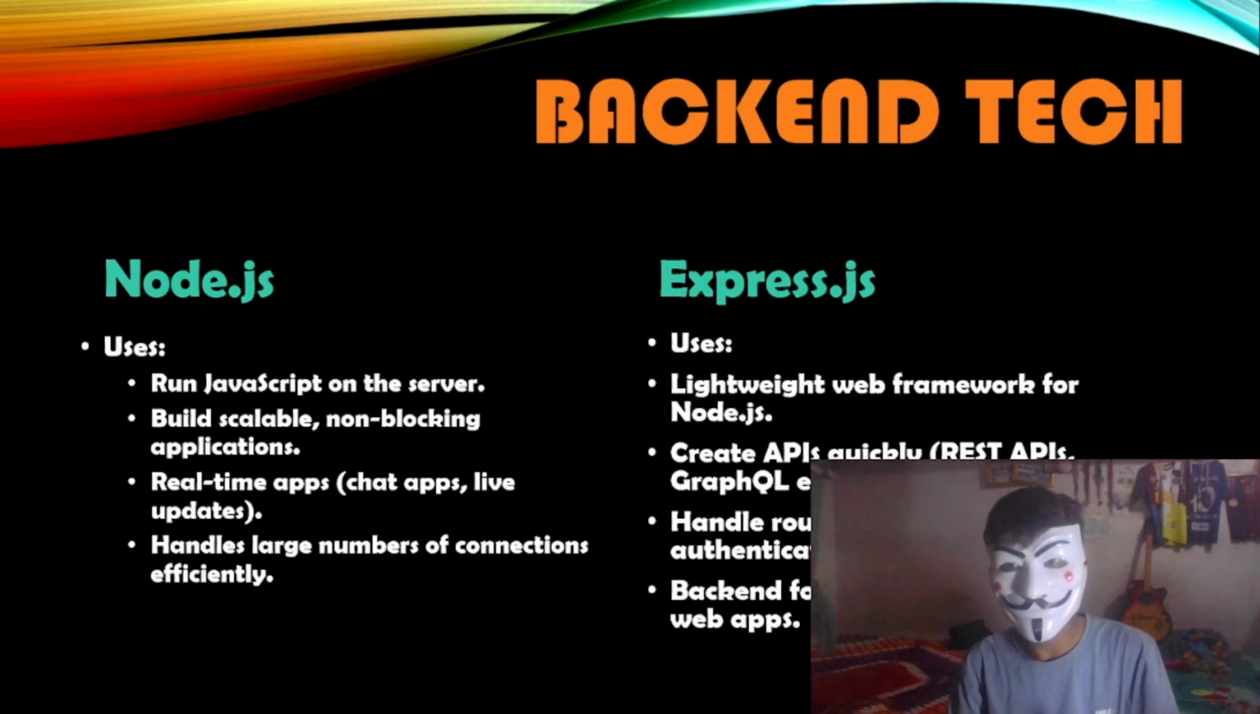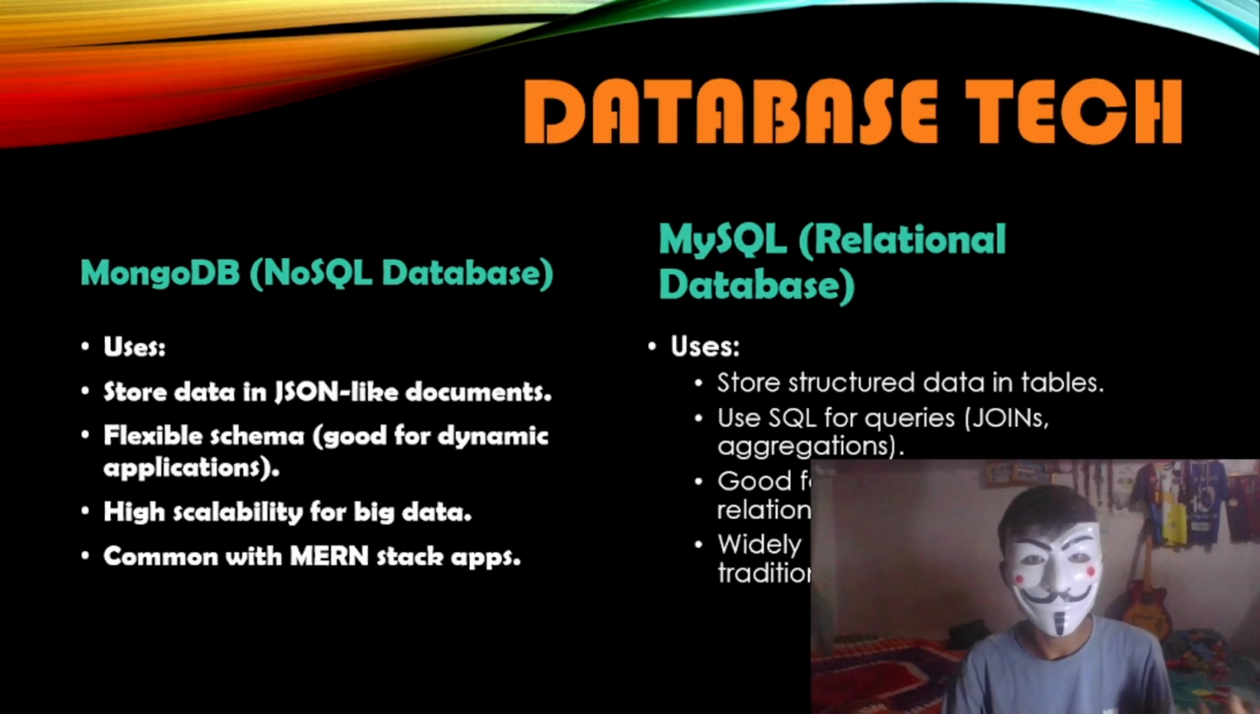It is a lightweight web framework for Node.js, which helps you create a server and create APIs quickly, REST APIs, GraphQL endpoints, and it handles routing, middlewares, session authentication, backend for SPAs, mobile apps, and web apps like that. And in databases we have MongoDB, a NoSQL database, and MySQL. MongoDB stores data like JSON-like documents, with a flexible schema, good for dynamic applications, high scalability for big data, and it's common with the MERN stack.